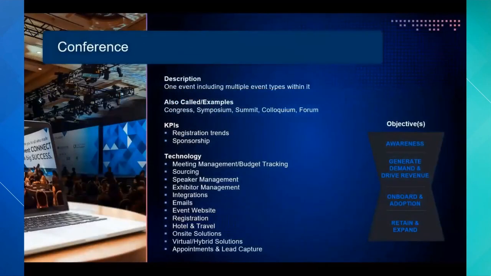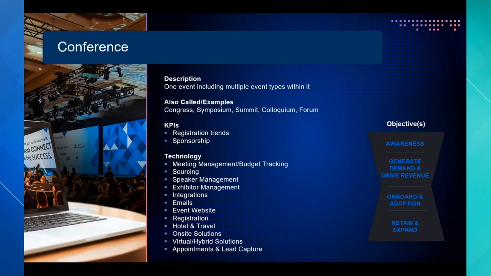So we're going to take a quick peek at 3 different types of events that we have here at Cvent. The first one we're going to look at is conference. So again, I mentioned earlier, you might not know it as a conference, but this is one really big event that might have a lot of different ad hoc multiple events within it. So lots of different touch points. You might know it as a congress or a symposium.